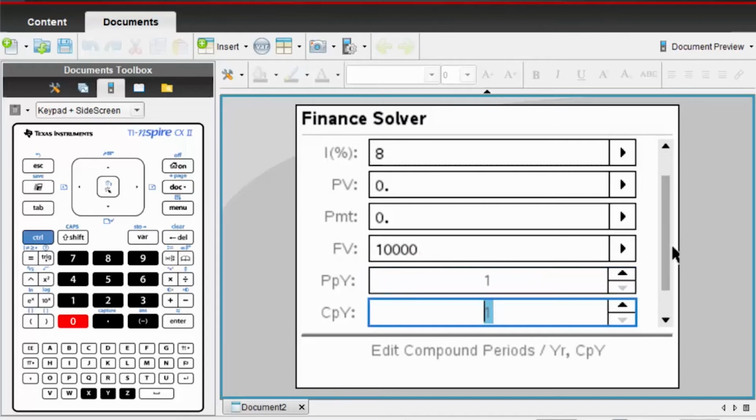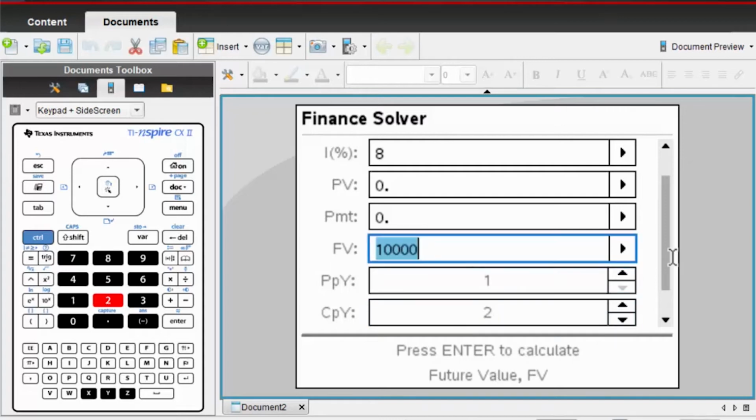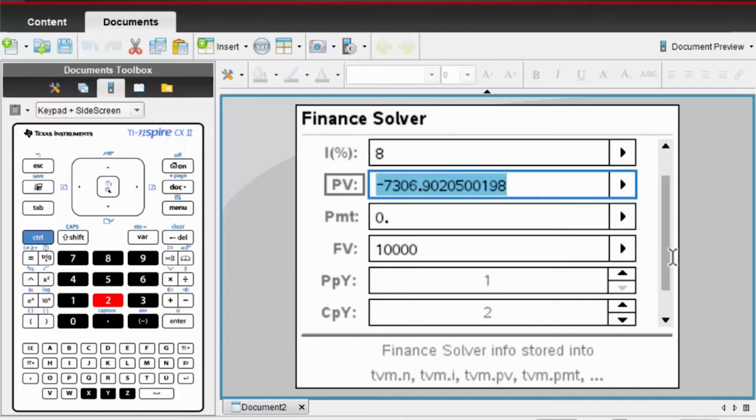Now compounding periods, we know that K is 2, so this needs to be changed to a 2. Once you've changed it, make sure it's not highlighted before you press up. Same with PPY, or you can just scroll your mouse to maybe eliminate that problem. Continue up to present value, which is what we're trying to find, press enter. And it tells us our present value is 7,306.90. Now remember, present value will always come up at the negative, so just ignore that negative there.